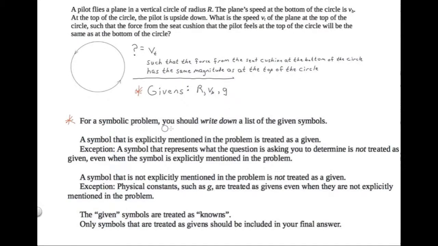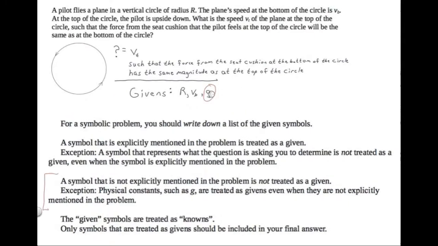This is the first symbolic problem that we've dealt with in this series. For a symbolic problem, you should write down a list of the given symbols. G is treated as a given, even though it's not explicitly mentioned in the problem, because G stands for a known physical constant. V sub t is not treated as a given, even though it is mentioned in the problem, because V sub t is what the question is asking us for.